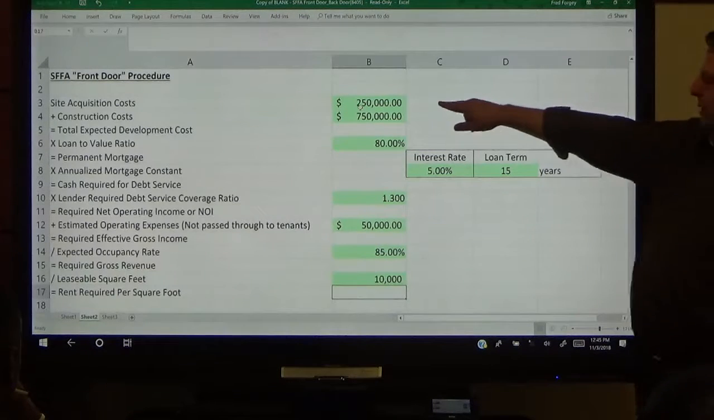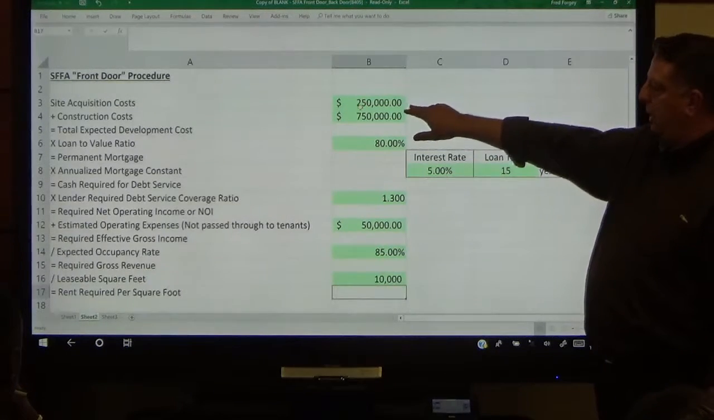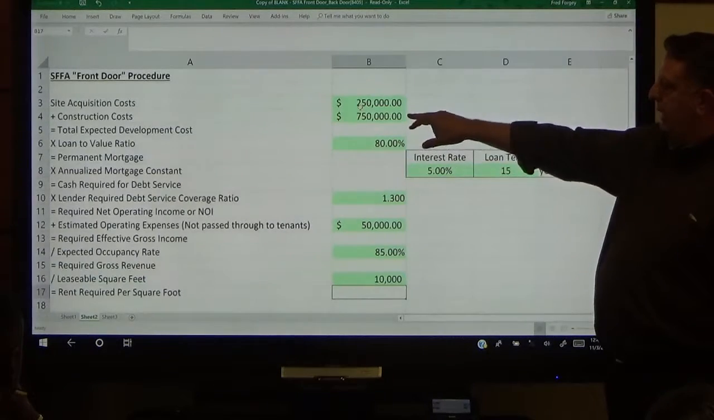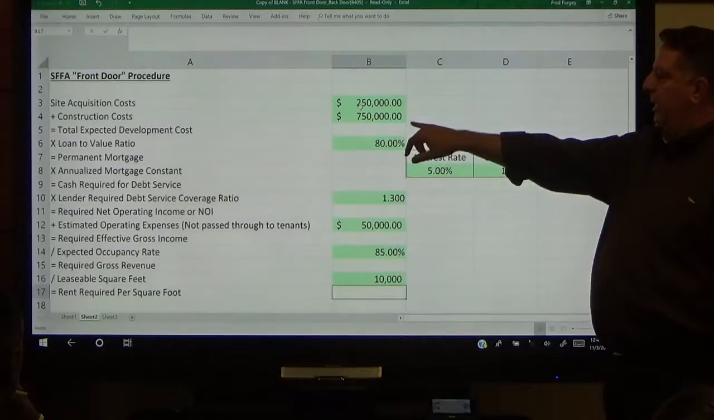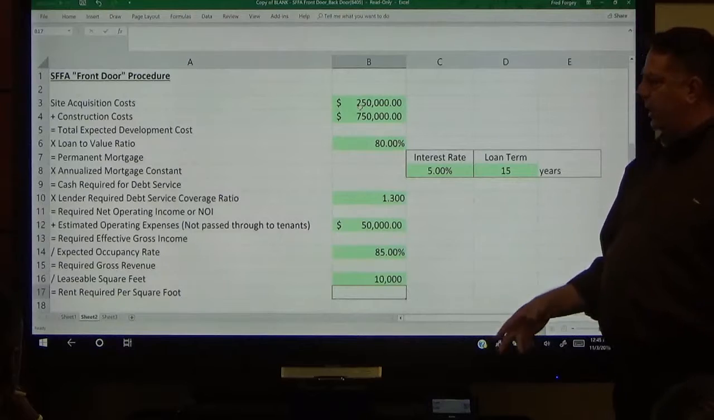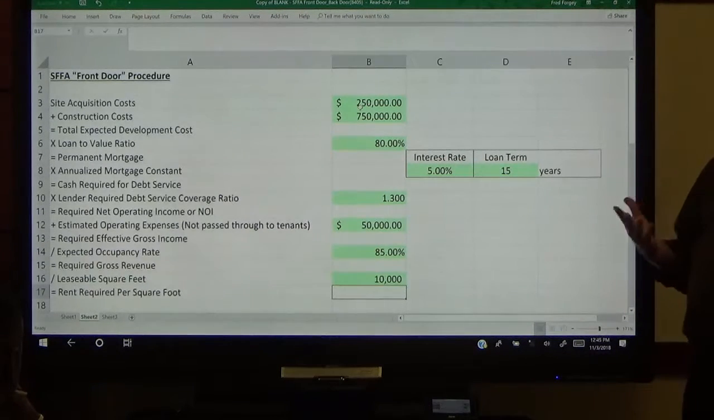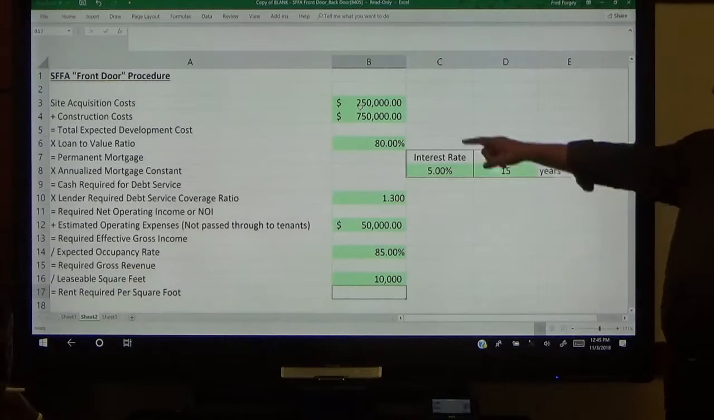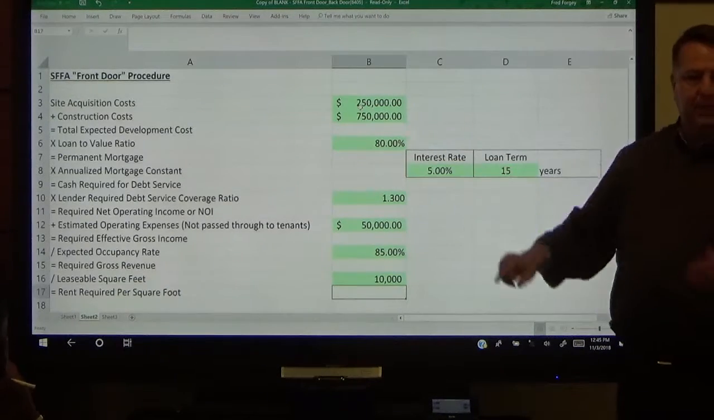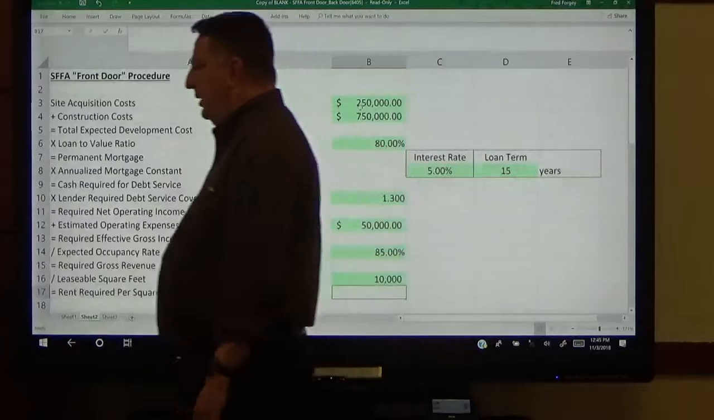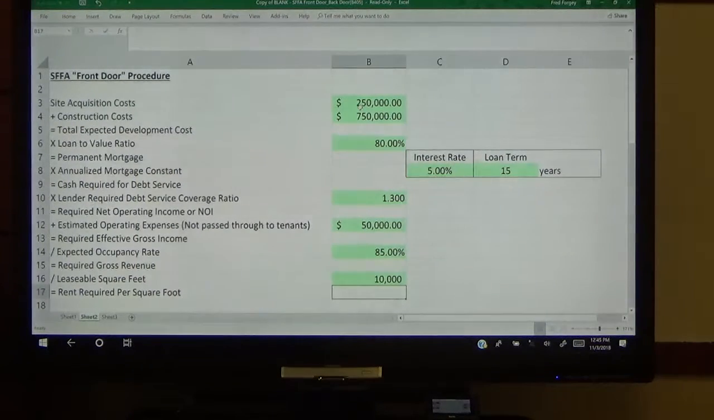But anyway, so land cost and site acquisition cost, 250 grand. And then we're saying that the construction cost to build this facility is going to be $750,000. So our total expected development cost is going to be those two added together. That's the first thing you're going to pop into your model here, just to add those two numbers together.